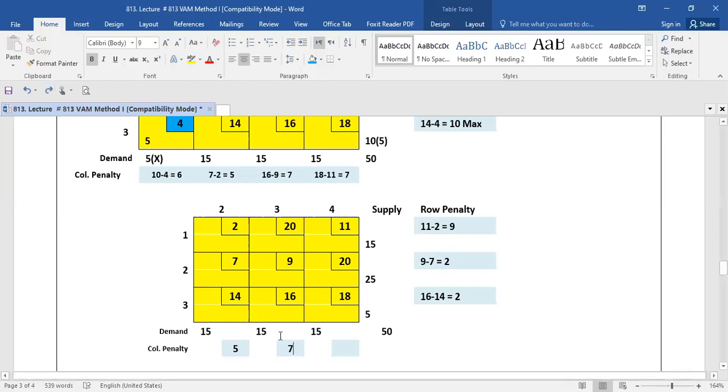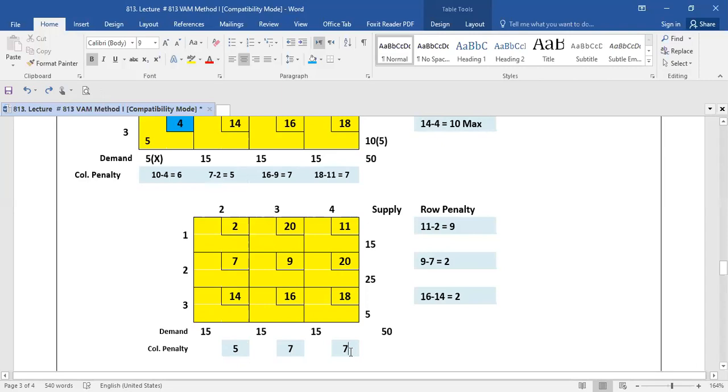The difference is 7, as 9 is smallest, and next smallest is 16. Difference is 7, and the next difference is also 7, as 11 is smaller value and next smaller value is 18. So you will put this larger value first and subtract this smaller value. Yes, you will get the total difference 7.